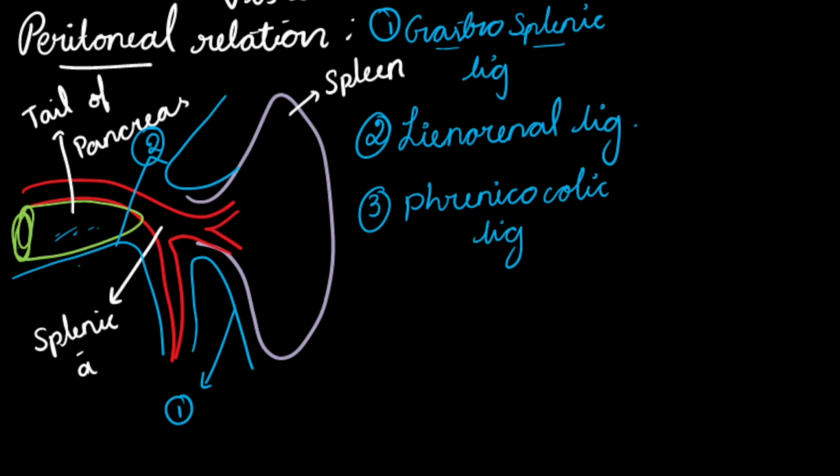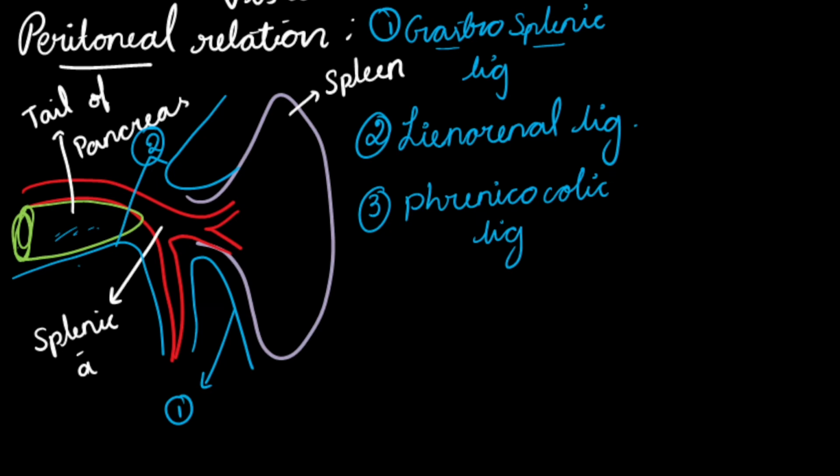First is gastrosplenic ligament, which extends from hilum to the greater curvature of the stomach, and it contains short gastric arteries, nerves and lymph nodes. Then comes the lienorenal ligament. So you can see here the lienorenal ligament. It covers the tail of pancreas, and this extends from hilum to the anterior surface of the left kidney.